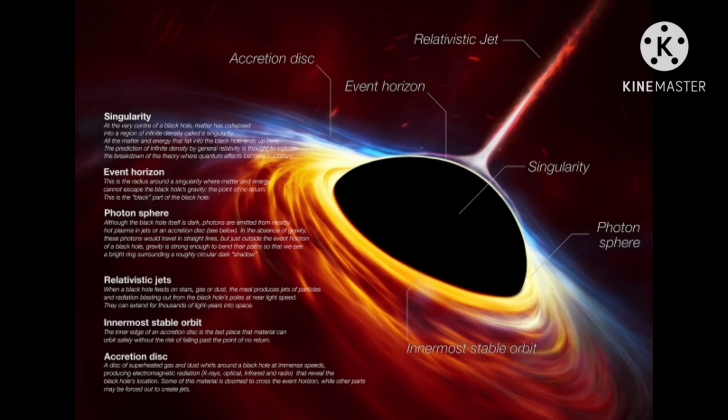Number 2 is the event horizon. This is the radius around a singularity where matter and energy cannot escape the black hole's gravity, the point of no return. This is the black part of the black hole.